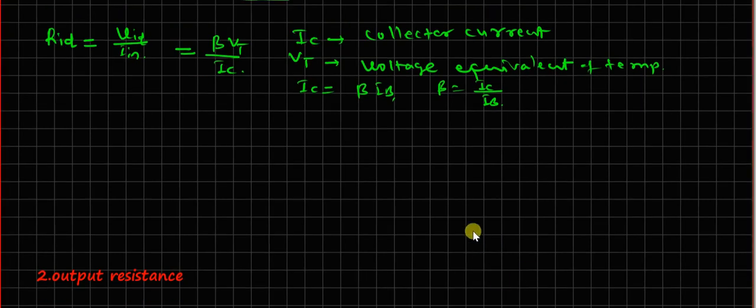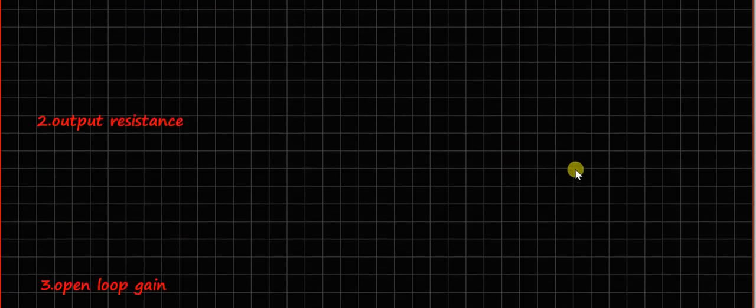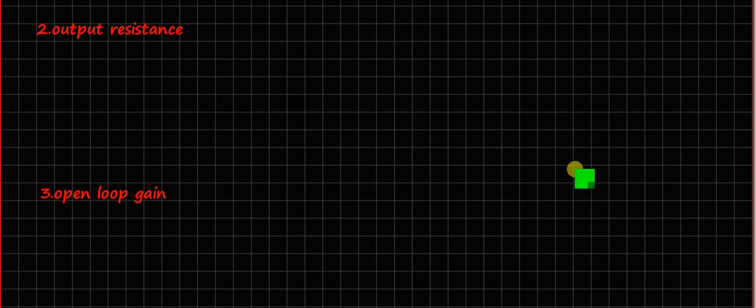So let us talk about the output resistance. What is the output resistance? Ideally, it should be 0. This is the ideal condition. And what is practical? It is R naught, the output voltage divided by the output current. So this is the output resistance. It should be very low. Practically it is around 50 ohm. For MOSFET, it is even lesser than 50 ohm.